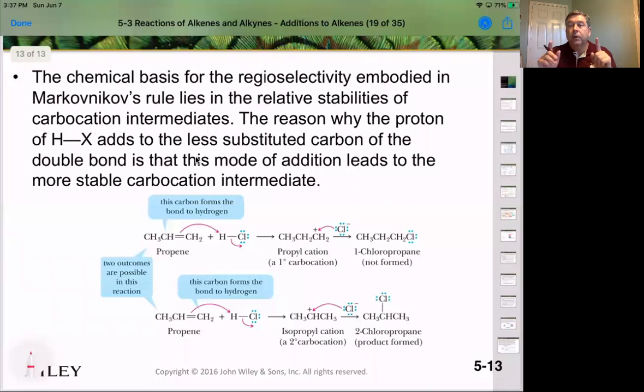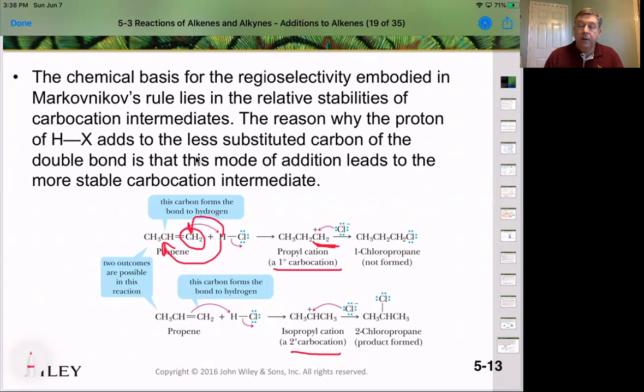Now let's look back at Markovnikov's rule and why it works. Going back to that original compound we looked at, propene, if we added the hydrogen to this bond over here, that would generate a primary carbocation. And that primary carbocation is not very stable. If we had that hydrogen instead add to this terminal one, we generate a secondary carbocation. Secondary carbocations are much more stable than primary carbocations. Therefore, this is the major reaction to happen, yielding our major product.